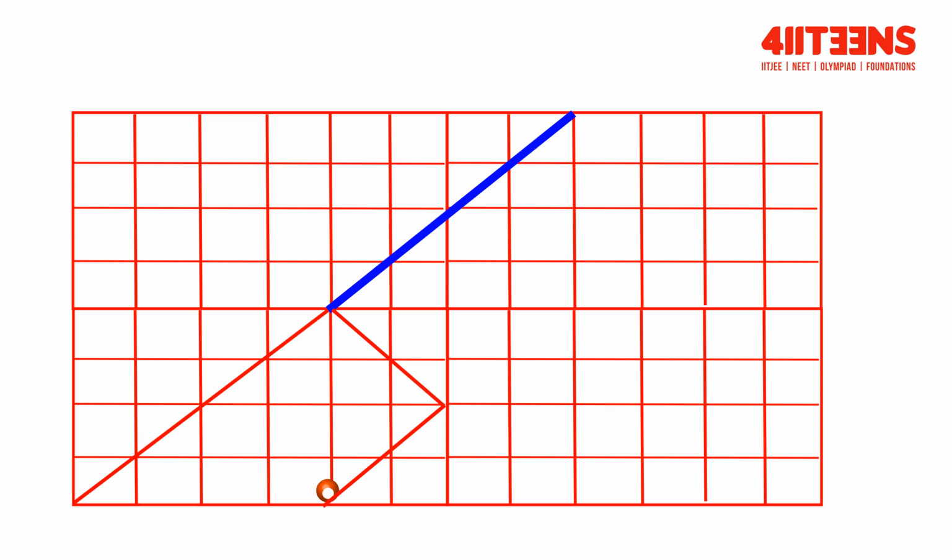What happens when it hits the side of the table? The answer is that it bounces off at the same angle and continues along the diagonal of the square grids.